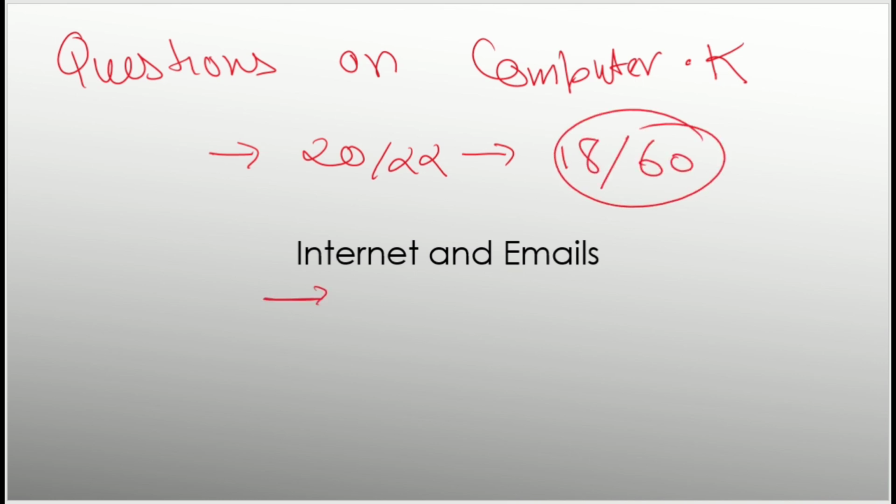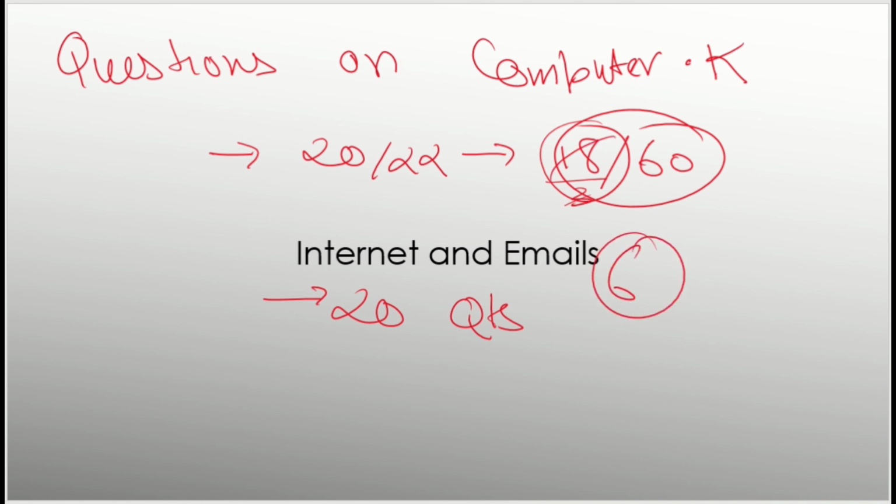So there are going to be 20 questions, and to get 18 marks, you need to at least get 18 divided by 3, 6 questions correct. There is a negative marking of -1 if you attempt a question and it goes wrong.